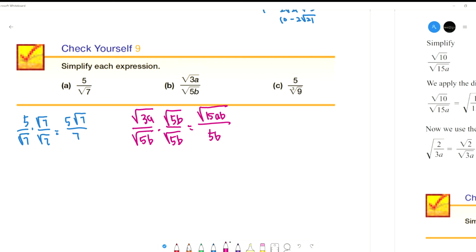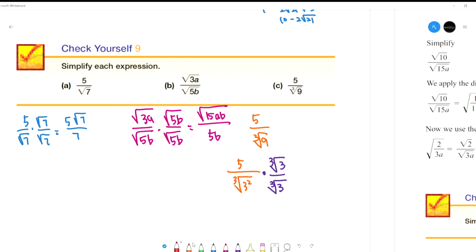Alrighty, and lastly, we have 5 over the cubed root of 9. So here's a tricky one. This one, I want to use the number that's the smallest here. Technically, 9 is actually 3 squared. So that's why I want to multiply this by the cubed root of 3.